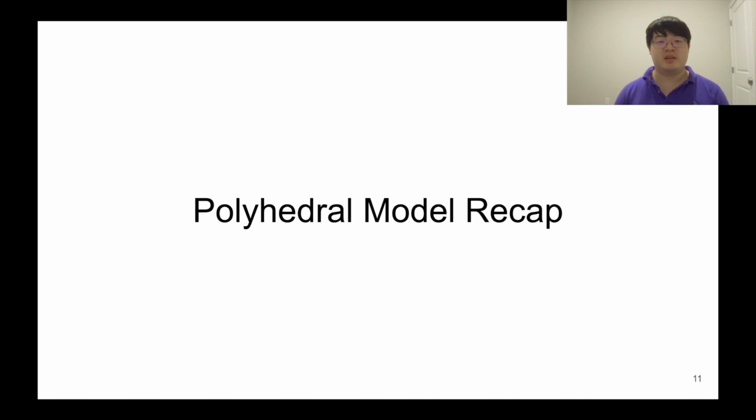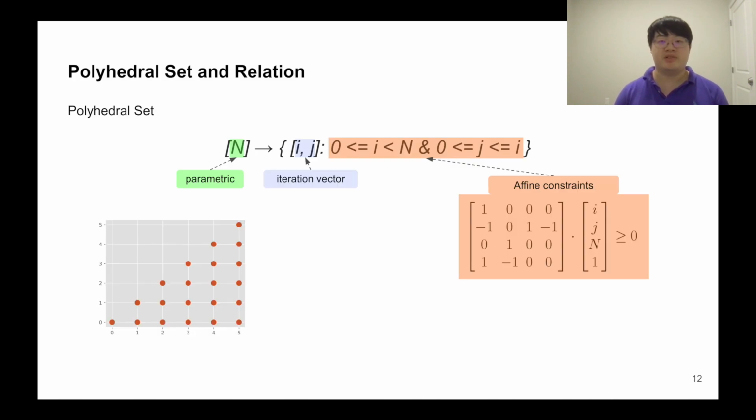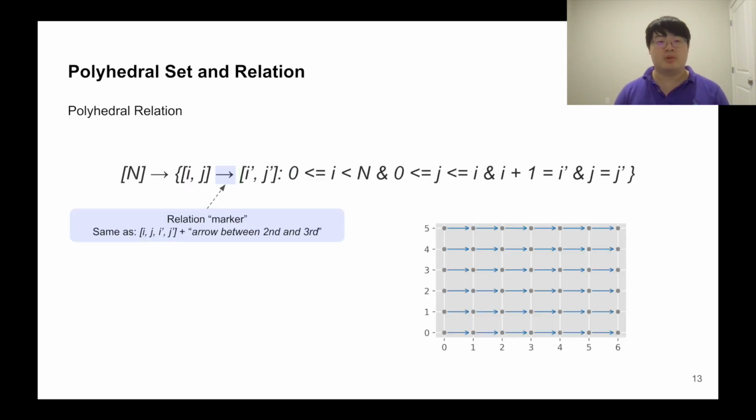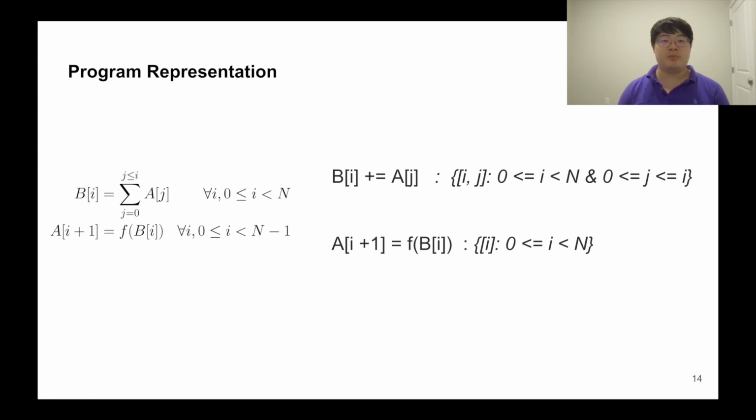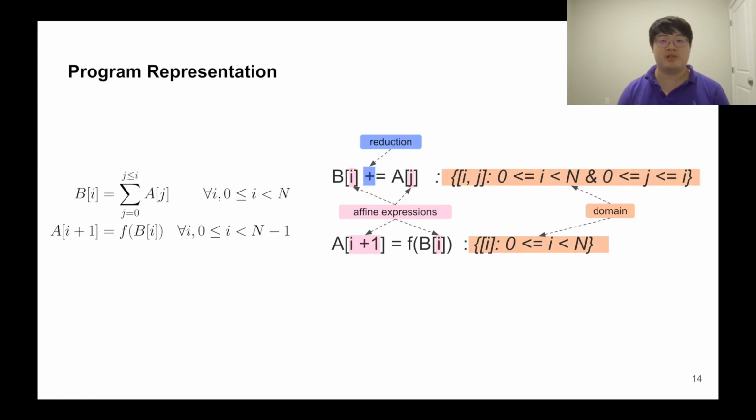A polyhedral set is a set of vectors constrained by a system of affine inequalities, optionally parametric. A polyhedral relation describes an affine relation between polyhedral sets. Here is how the dependent prefix sum example is represented in the polyhedral model's program representation. A program in this representation consists of a set of statements. Each statement is associated with a polyhedral set, the domain of the statement. Further, array accesses, both read and write, are assumed to be affine expressions over the iteration vectors.